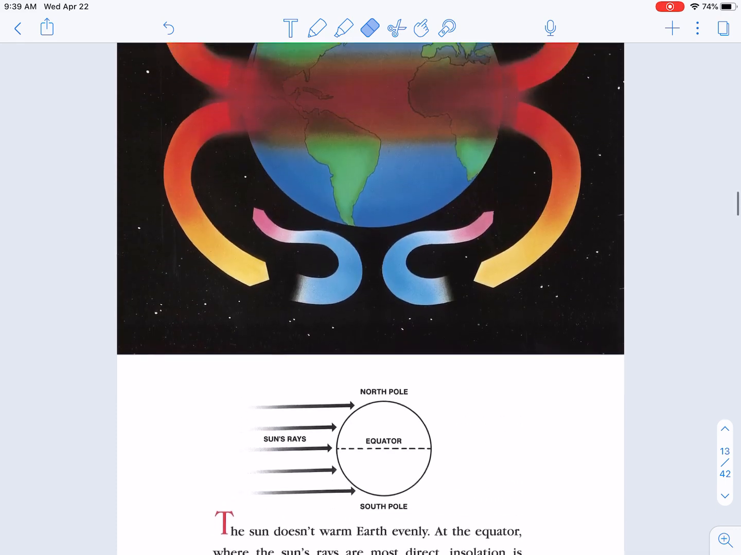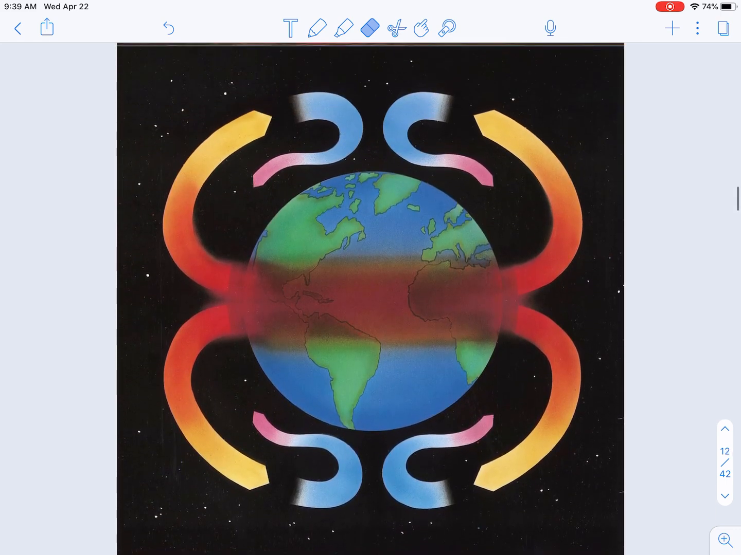So if we go back to this diagram, we can see that the polar air, which is the blue and pink arrows, is going down towards the equator. And then the orange and yellow arrows show the heat coming from the equator. So there's a lot of heat near that equator.